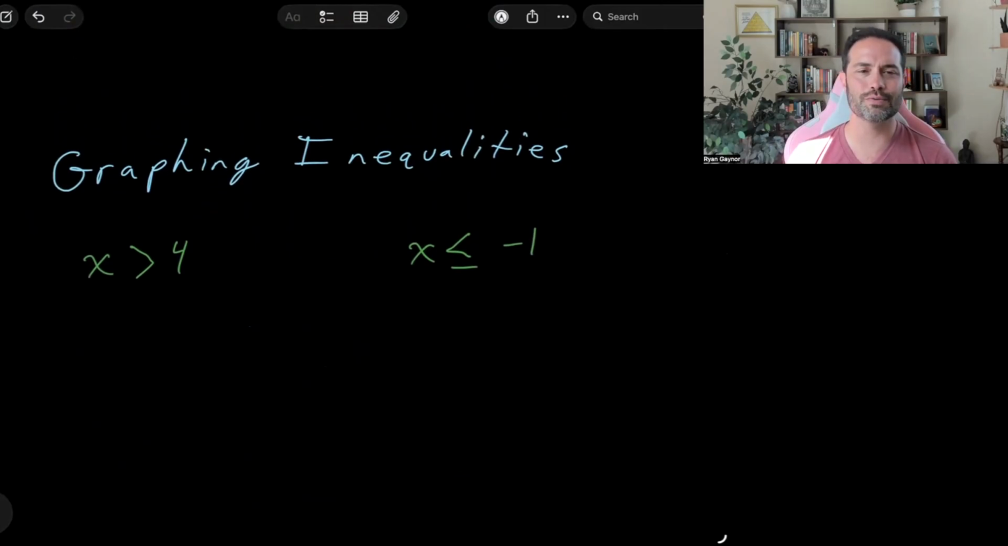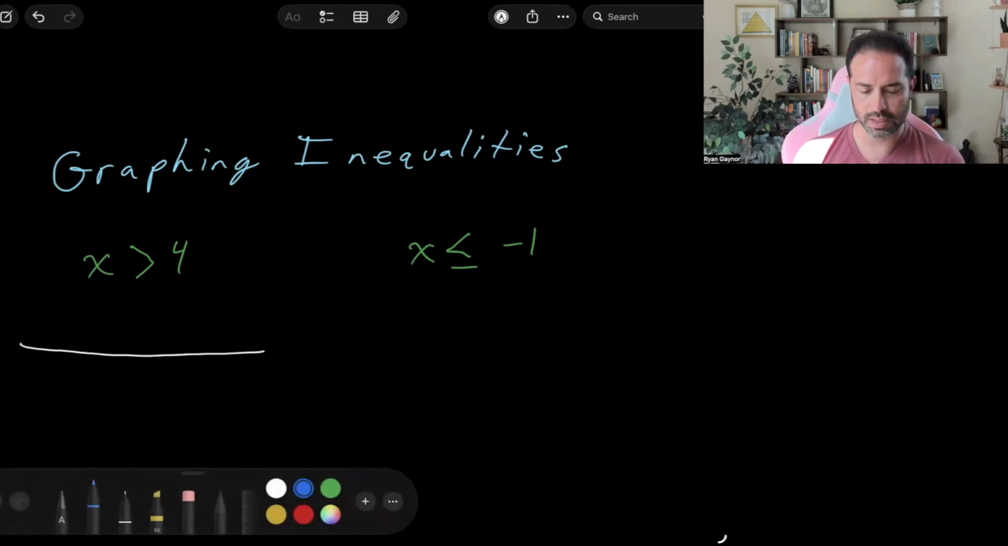So the very first one says x and then the open mouth and then 4. So the x and then open mouth means greater than, right? So when it's open like this, it means greater than, and then 4. So we draw our number line.